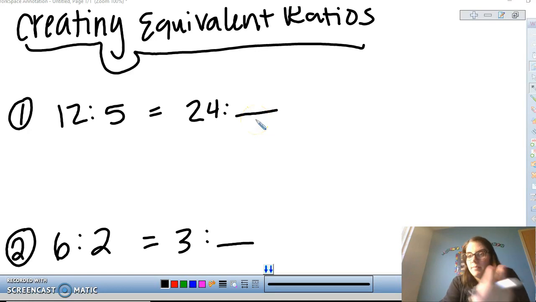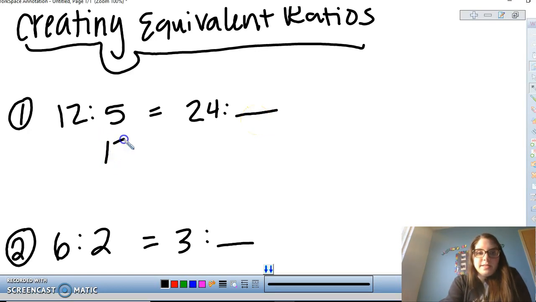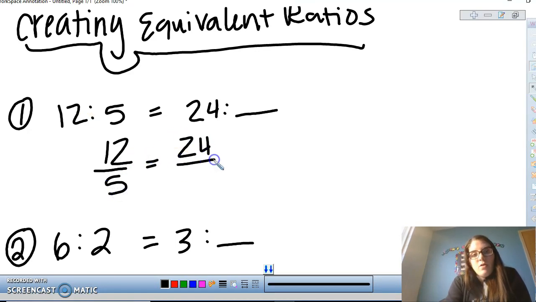One way that makes it easier to see this is if we write it as a fraction. So if we have 12 over 5, the first number always has to go on top, equals 24 over, and we do not know what goes on the bottom. Okay. So like we learned with equivalent ratios, you can multiply both the top and bottom by the same number, or you can divide both the top and bottom by the same number.